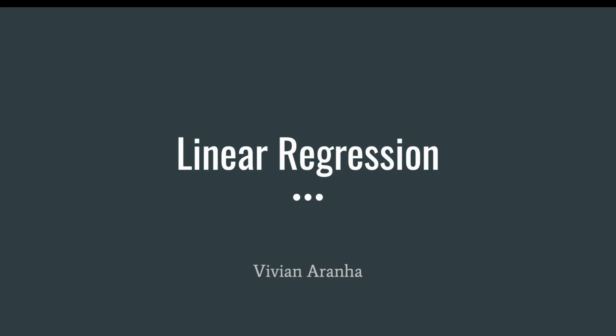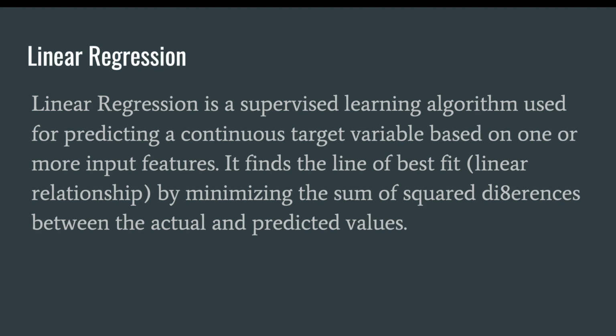Linear regression. Now, linear regression is a supervised learning algorithm used for predicting a continuous target variable based on one or more input features. It finds the line of best fit, which is also called a linear relationship, by minimizing the sum of squared differences between the actual and predicted values.